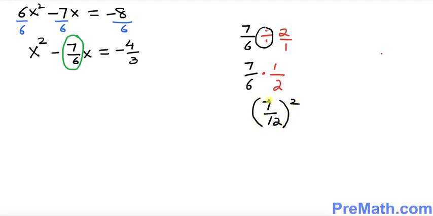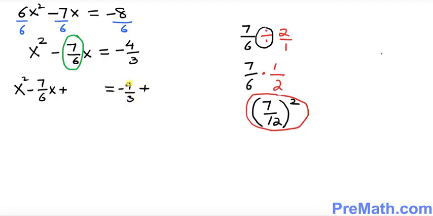So this is the number that we're going to add on both sides. Always make sure this is the number that we add on both sides. So let's go ahead and put it down. I'm going to put down x squared minus 7 over 6x plus, and -4 over 3 plus this number we're going to add, which is 7 over 12 square, and 7 over 12 square.